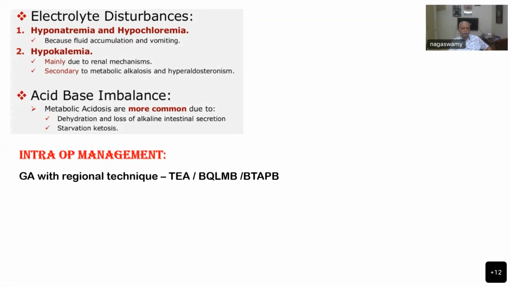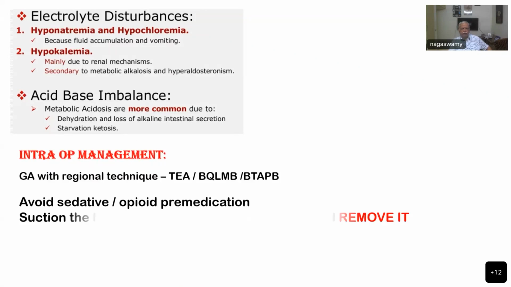Intra-op management: GA with a regional technique, either a thoracic epidural or a bilateral quadratus lumborum or a bilateral TAP block. Avoid sedative and opioid premedication because the patient may be compromised in respiratory function because of the splinting of diaphragm. Suction the NG tube, intestinal tube before induction and remove it during intubation or induction of anesthesia. This is a very important point.